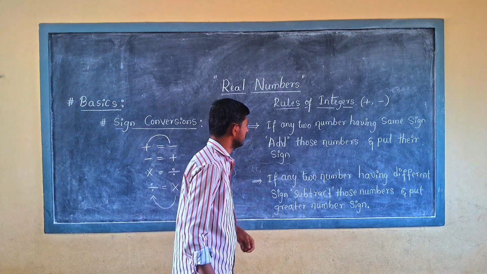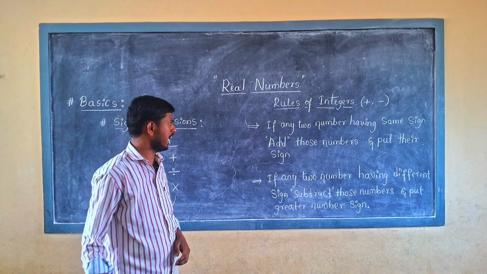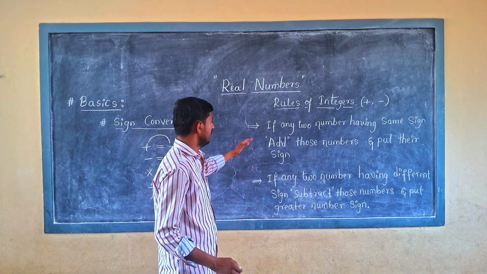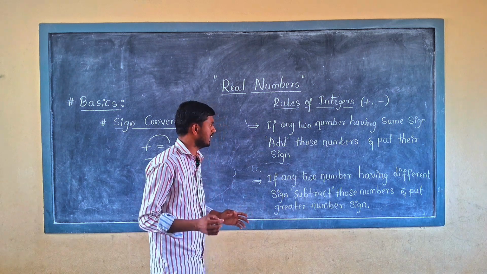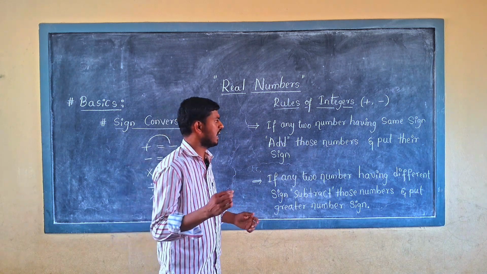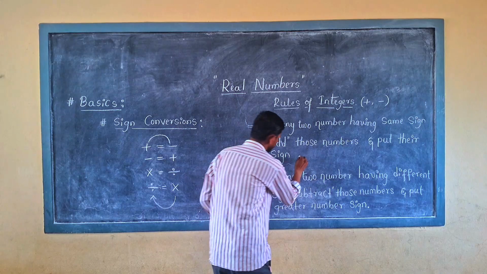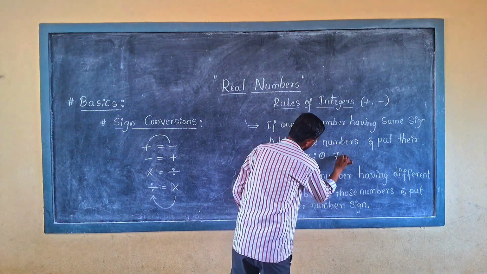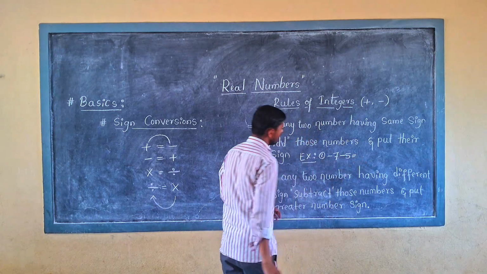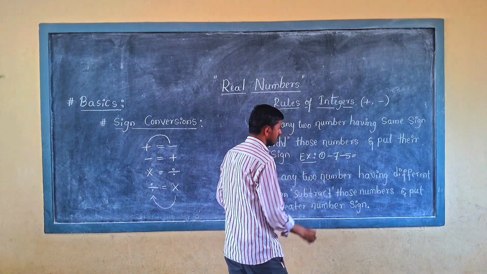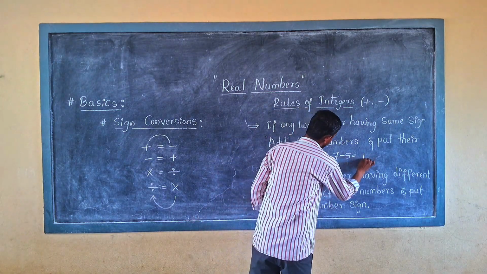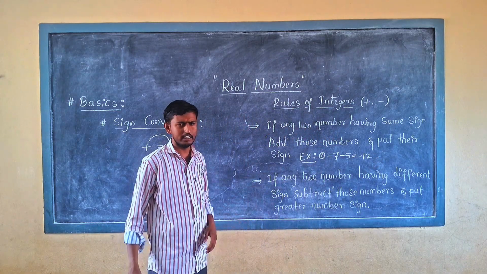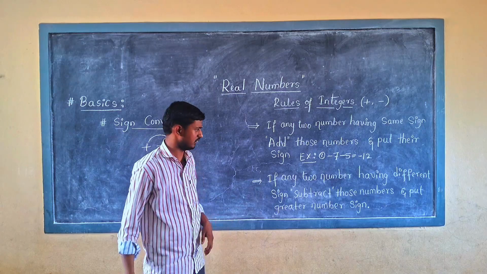I have already written the rules of integers. If we add or subtract two numbers, there is a rule: if any two numbers have the same sign, add those numbers and put their sign. For example, here I took one example, minus 7 minus 5. Here they have the same sign, so 7 plus 5 is 12. The numbers have a negative sign, that's why the answer is negative.